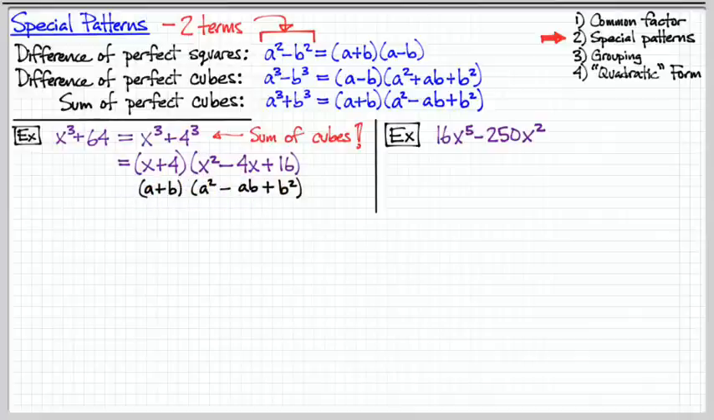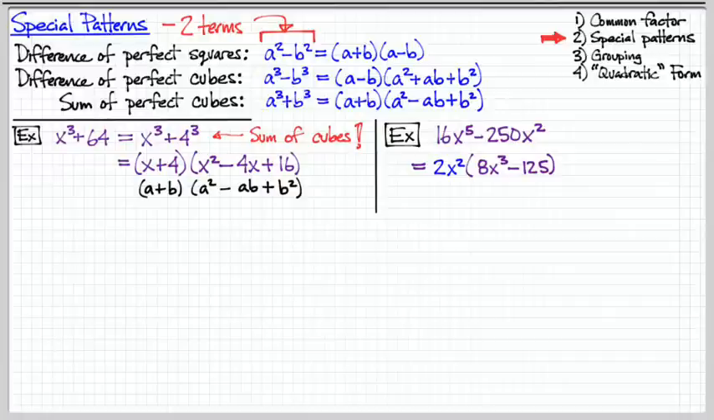A slightly harder case here. It might not look immediately like we have a difference of perfect cubes. But again, the first thing we always do is factor out common terms. In this case, I see 2x's here, I see 5x's here, so I could factor out x squared. These are two even numbers, so I could factor out at least 2, so I'm going to start with that. I divide everything by 2x squared to factor it out. I get left over 8x cubed minus 125.